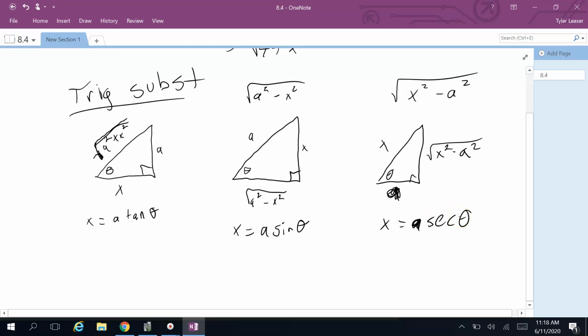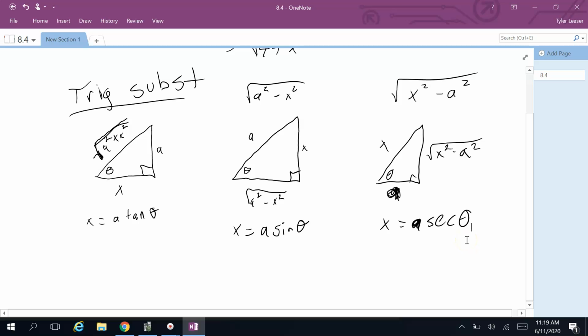So these are the 3 main substitutions that we're going to look at. Of course, there's the other 3 as well, just based on how you draw your triangles. But these should be the only ones that you'll ever need. So if it's a squared plus x squared or x squared plus a squared, tangent. If it's the a, the constant out in front, sine. If the x is out in front of the subtraction, then secant.